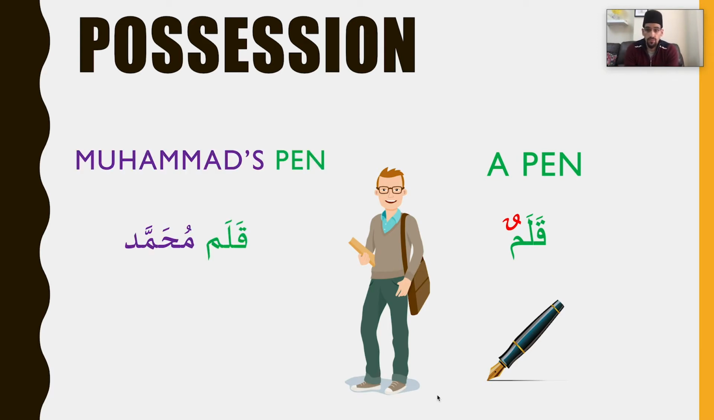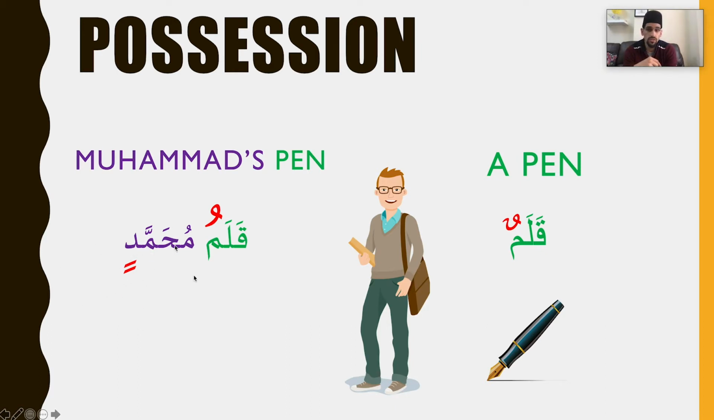So here we have Muhammad's pen. So the way it changes is qalamu Muhammadin. Whenever you hear this, people will know straight away that it is Muhammad's pen. So what happens is, from the first example of a pen, qalamun, it becomes qalamu, and then there is tanween kasra here, Muhammadin.